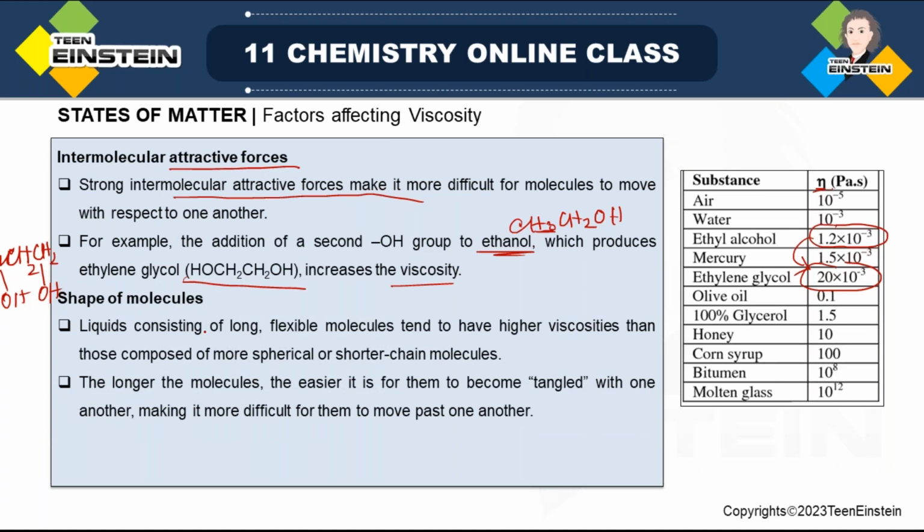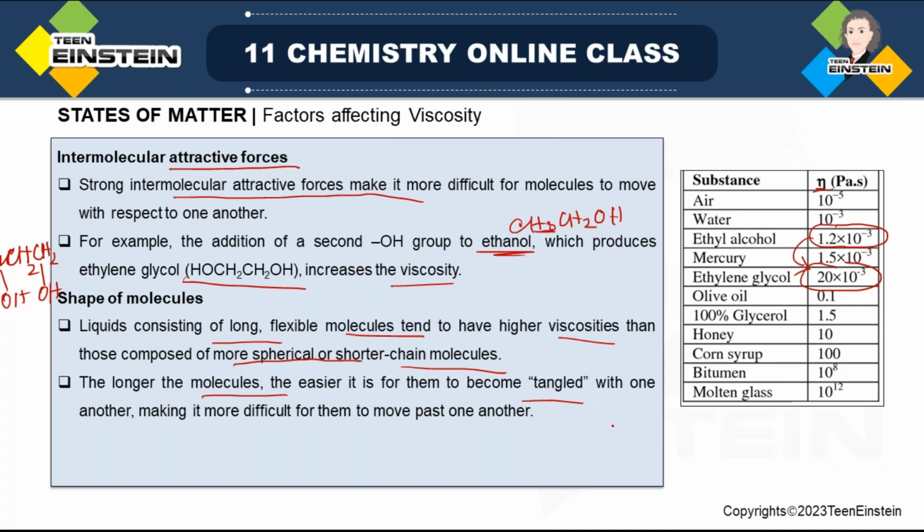Next is the shape of molecules. Liquids consisting of long flexible molecules, suppose their shape is such that it is a very long hydrocarbon chain or something like this, will have higher viscosity compared to those which are more spherical in shape or shorter chain. So when there is this type of long flexible chain, there will be high viscosity, because when the molecules are very long, suppose you have a long hydrocarbon chain, it is easier for them to be tangled with one another.